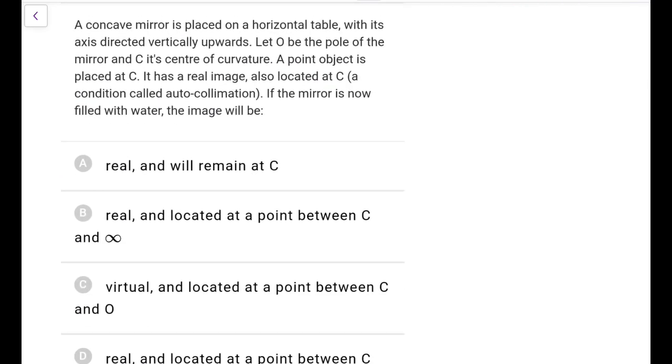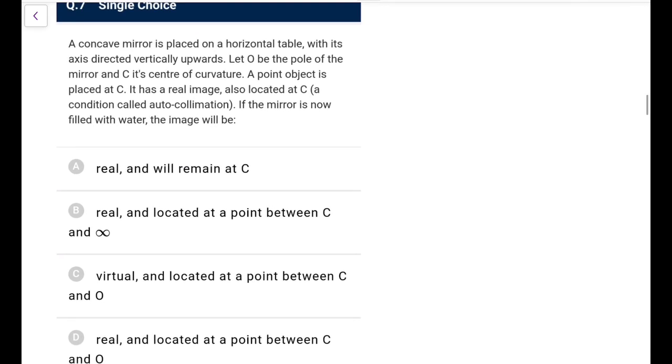Next one. A concave mirror is placed on a horizontal table with its axis directed vertically upwards. So you have this concave mirror, this is how it looks, and its axis directed vertically upwards, let's say like this. Let O be the pole of the mirror. Okay, this is the pole of the mirror, and C be its center of curvature. A point object is placed at C. Okay, it has a real image, the autocollimation, you know.